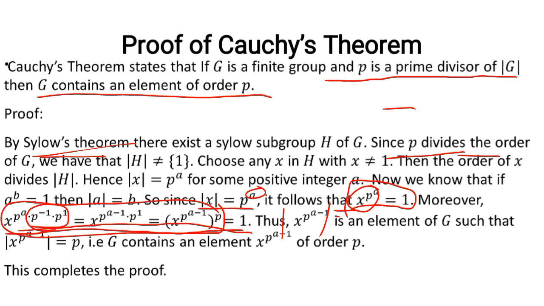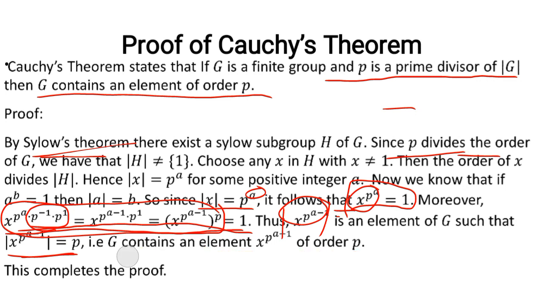So we have found an element of G. So this is an element of G. So the order of it would be equal to p, right? So G contains an element x raised to p raised to a minus 1 of order p. So that's what we were looking for.